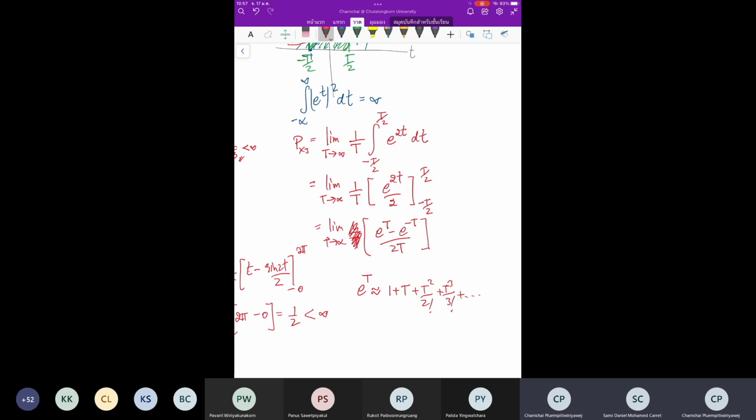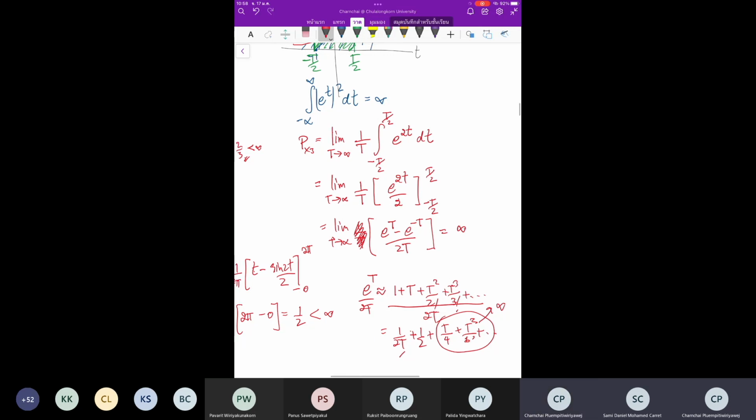And if the whole thing is divided by 2t, you can see that this is what? 1 over 2t, this one goes to 0, plus 1/2. This one goes to 1/2, but this one is t over 4 and t squared over 6 and so on. You can see that all these terms go to infinity as t goes to infinity. Therefore this whole thing goes to infinity, so the average power goes to infinity as well.